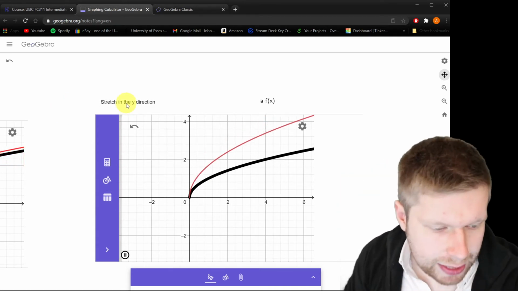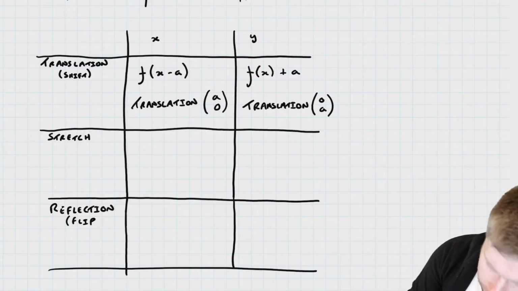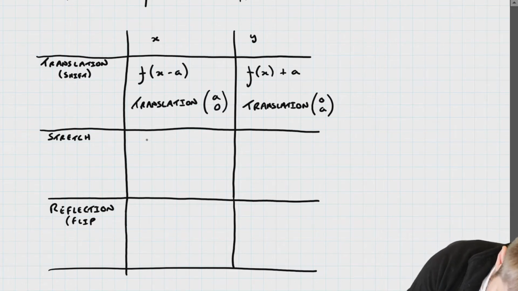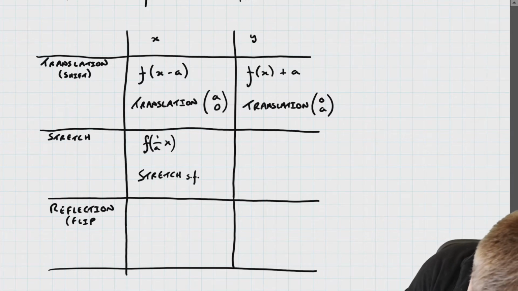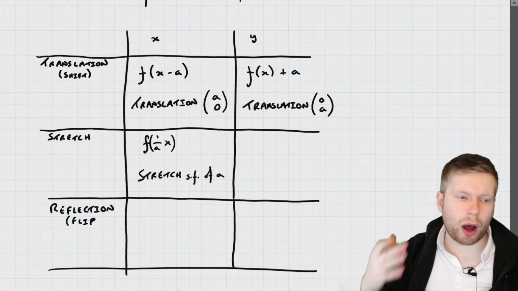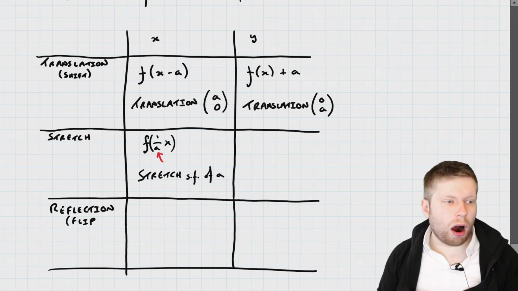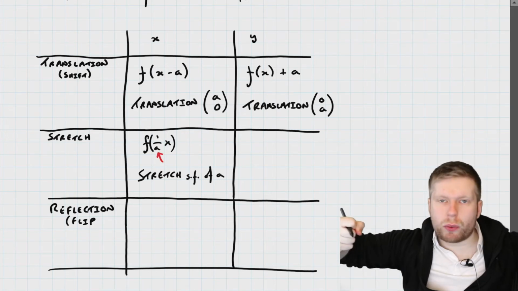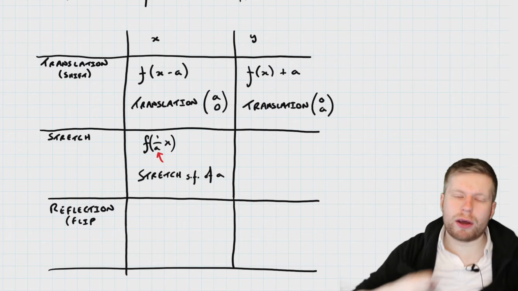So let's actually write this in on our table then. Let's bring my table up here. We've just seen that if you want to stretch in the x direction, you're going to have to change the x. So it's going to be f of 1 over a times x, and this is going to be a stretch by a scale factor of a. I'm just going to put SF for scale factor. So if a is equal to a half, and I'm multiplying x by a half in here, it basically means it's been stretched outwards, so it's twice as far. Whereas if a is equal to 3, it means it's being pulled inwards by 3 times as much.